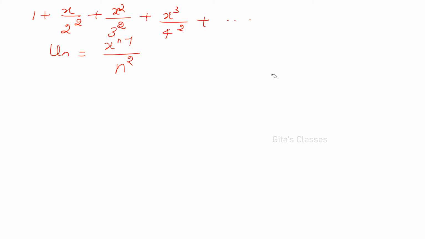After writing un, don't forget to check the values. So this is un, x power n minus 1. What is our un plus 1? We have to start with the ratio test only. RAPS test you cannot use directly, okay? So x power n, wherever you have n should be replaced by n plus 1. So this will become x power n by n plus 1 the whole square, right?